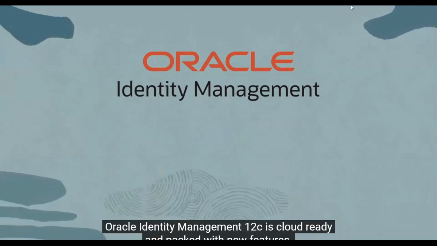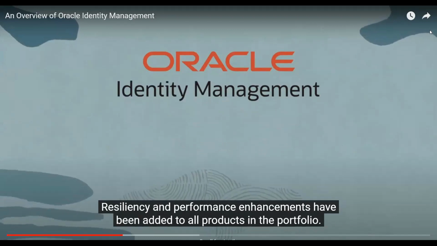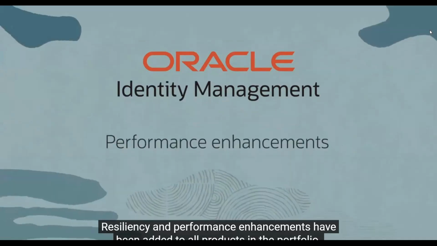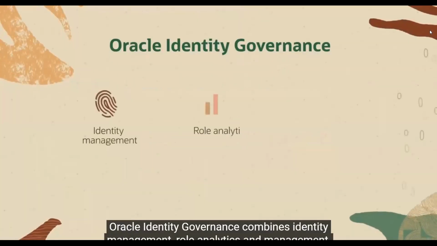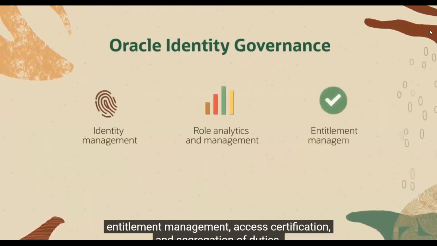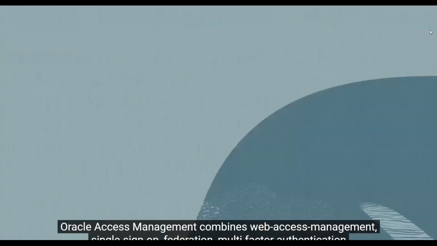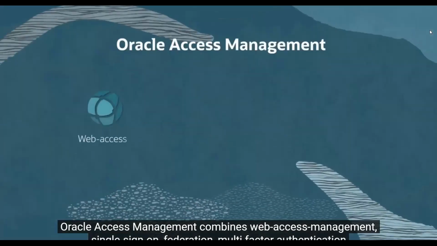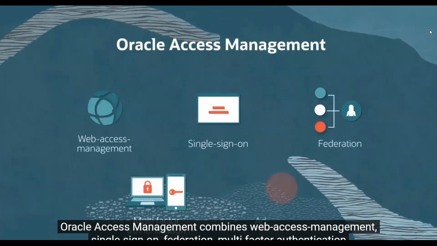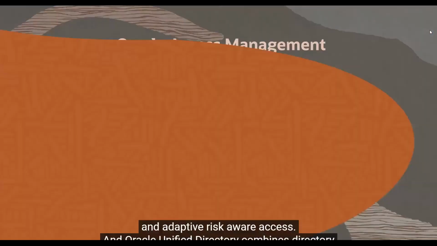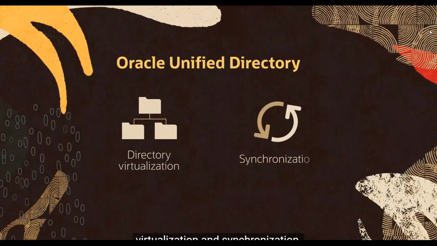Oracle Identity Management 12c is cloud-ready and packed with new features. Resiliency and performance enhancements have been added to all products in the portfolio. Oracle Identity Governance combines identity management, role analytics and management, entitlement management, access certification, and segregation of duties. Oracle Access Management combines web access management, single sign-on, federation, multi-factor authentication, and adaptive risk-aware access. And Oracle Unified Directory combines directory virtualization and synchronization.